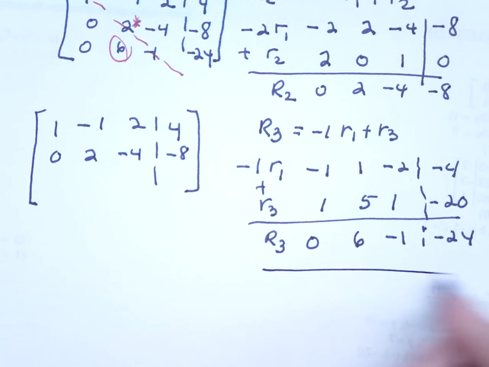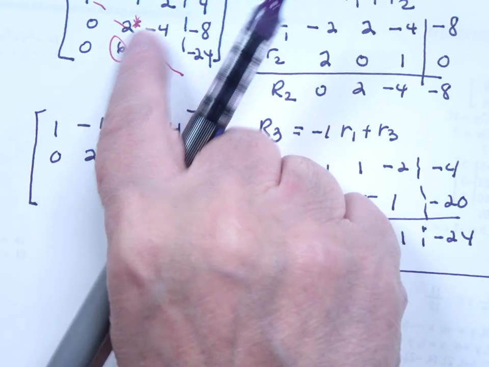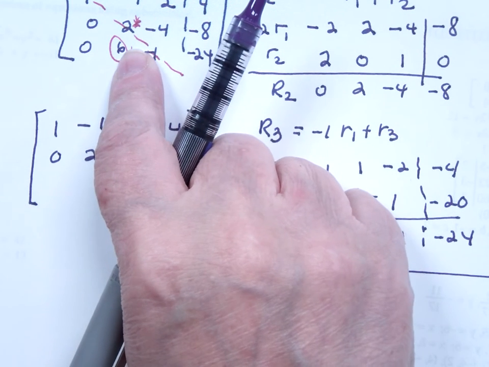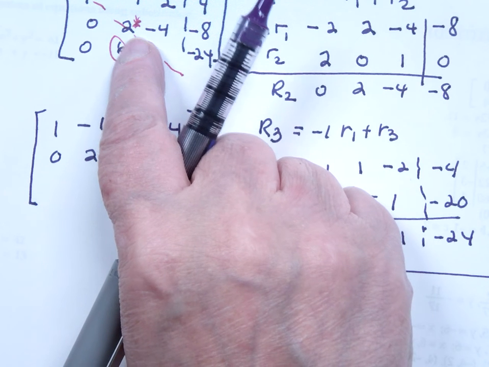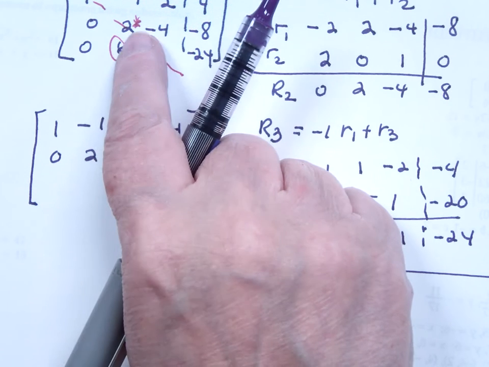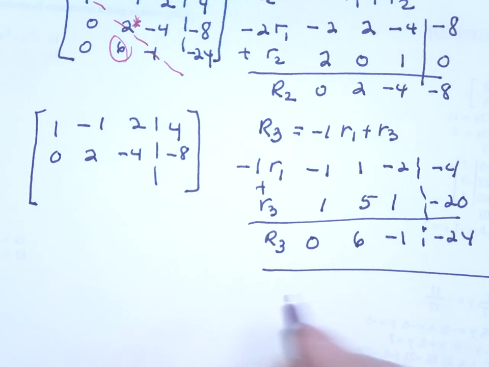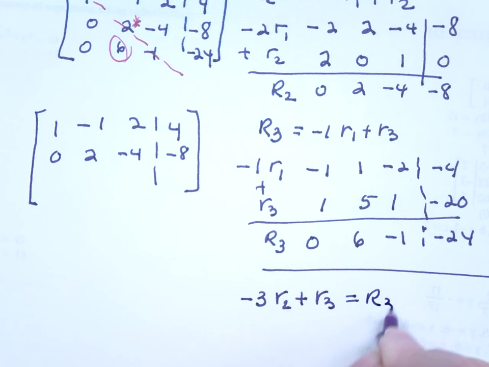So how am I going to do that? Well, I need to get rid of a 6. So if I take negative 3 times 2, that gives me a negative 6. Positive 6, negative 6 is 0. So I'm going to take negative 3, multiply it times row 2, add it to row 3. That's going to give me my new row 3.